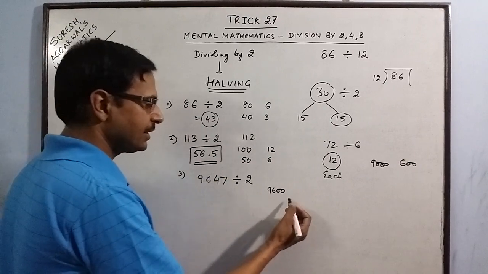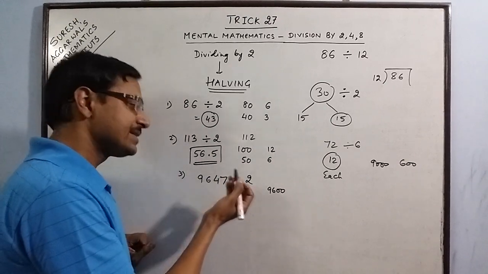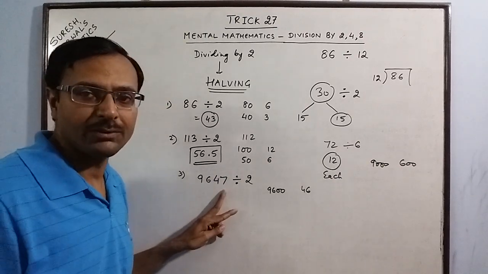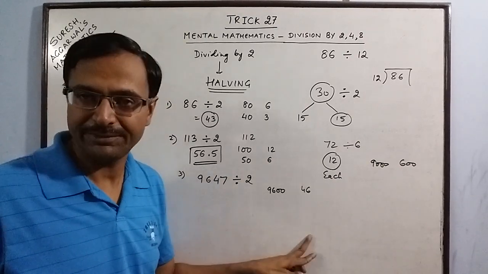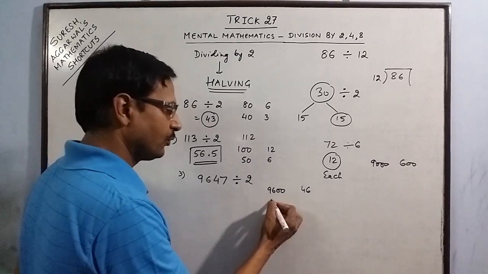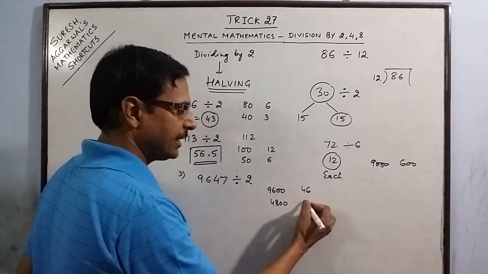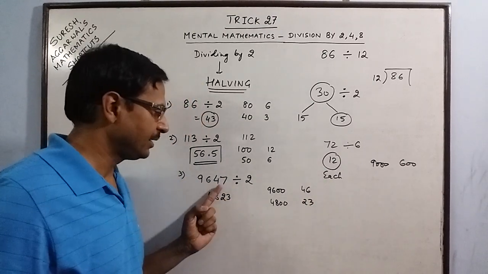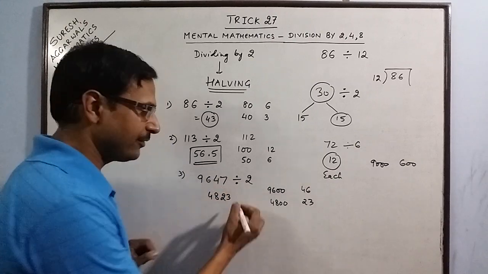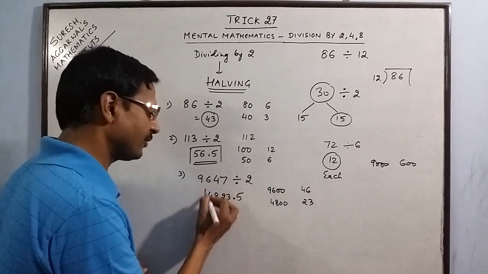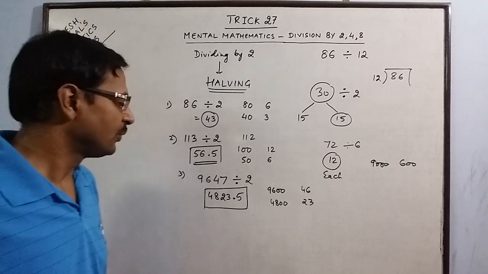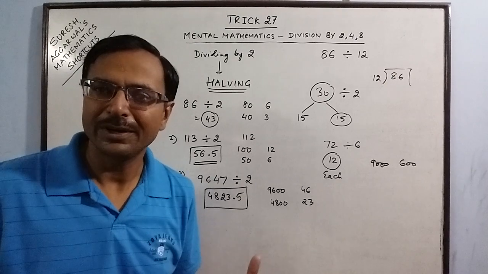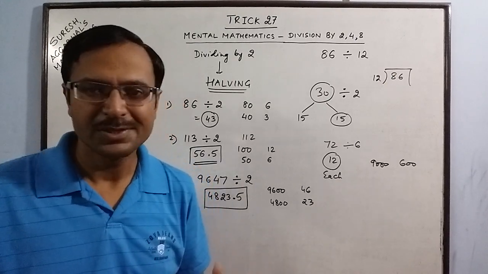So 9646. Why? Because this is an odd number, 47. So I reduce it by 1, 46, so that it becomes easier to halve. So now 4800 and 23, so 4823, and I forgot 1 here, so 0.5 I have to suffix after this number. So my answer is 4823.5. See, isn't that wonderful? Mental maths is so good.